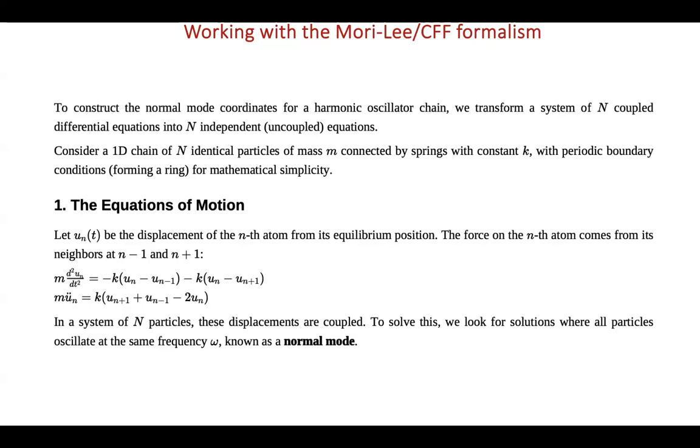u_n(t) is the displacement of the nth atom from its equilibrium position. So it's important to keep in mind that we are taking displacement from equilibrium position only as the variable. And then you can set up the equations of motion. In this case, the equations of motion for each n would be as shown, which of course can be further compactified to this form, the lower form.